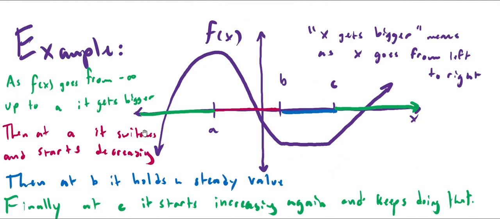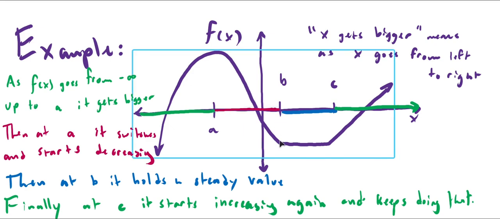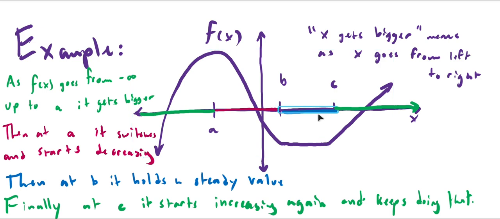So here's an example of a function. As x gets bigger, we mean x going from left to right. So going from left to right, my function here is getting bigger. So I've shaded this part of the x-axis in green. It stops that kind of behavior here and starts getting smaller. So I've shaded that in red. Here it stops again, holds level. So I've shaded that blue. And then it starts increasing again. So I've shaded that green again.